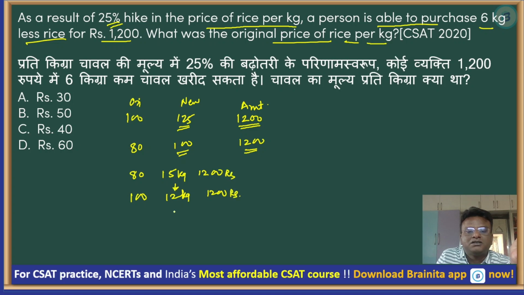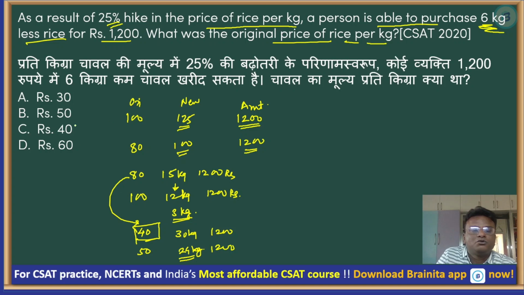Right, now this difference is 3 kilo, but my actual difference is 6 kilo. So if the actual difference is 6 kilo, then this price is basically 40, because I am able to buy double the rice, the difference is double, so I am reducing the price by half. Now you can double check that. Here he is able to buy 30 kilos, here he is able to buy 20. So the answer to this question is 40 rupees, option number C.